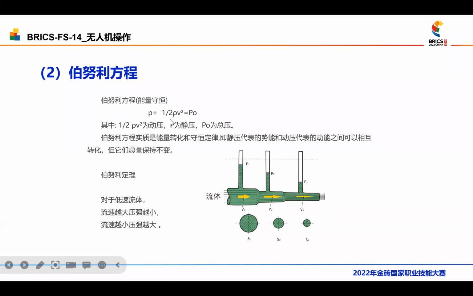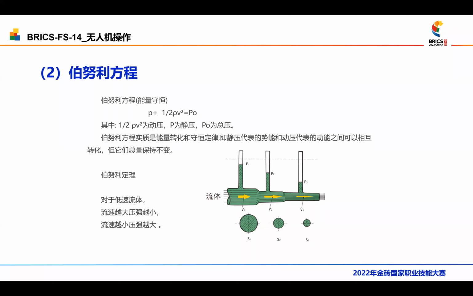Next, let's look at the Bernoulli equation. The essence of the Bernoulli equation is the law of energy conversion and conservation, in which the potential energy represented by static pressure and the kinetic energy represented by dynamic pressure can be interconverted, but their total amount remains unchanged.